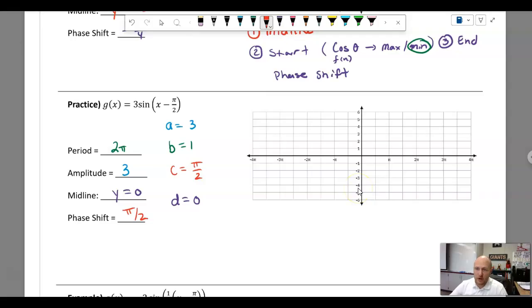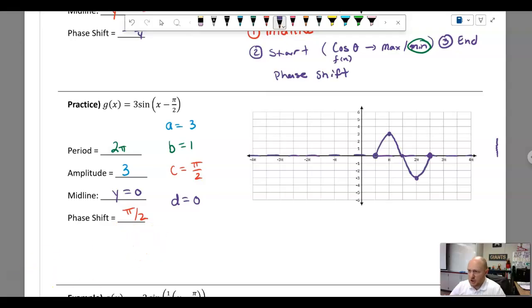Okay, before we go ahead and proceed, I just want to make sure that you have these values right. A is 3, B is 1, C equals pi over 2. You're going right, pi over 2, and then D is 0. So your period, unchanged. It's 2 pi. Amplitude is 3. Midline's at 0, and phase shift is pi half. Okay, keep going. Pause, and then I'll show you the results.